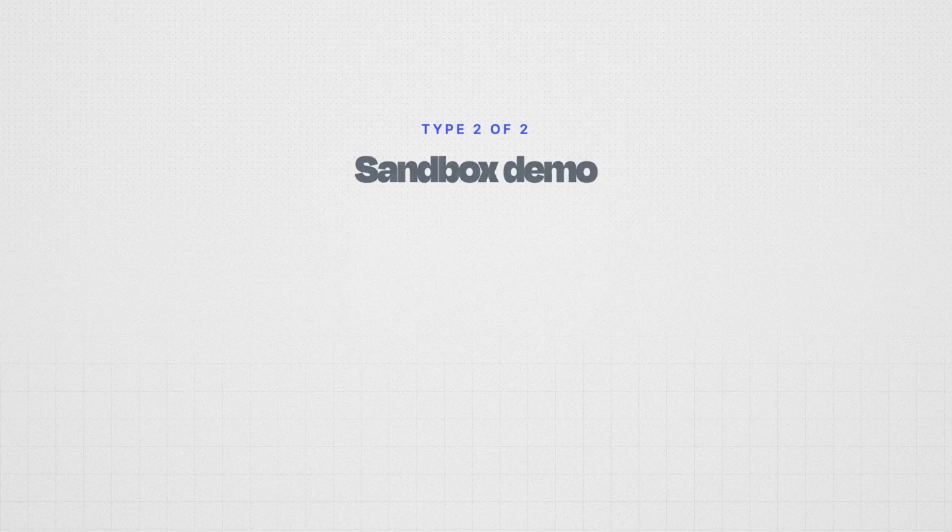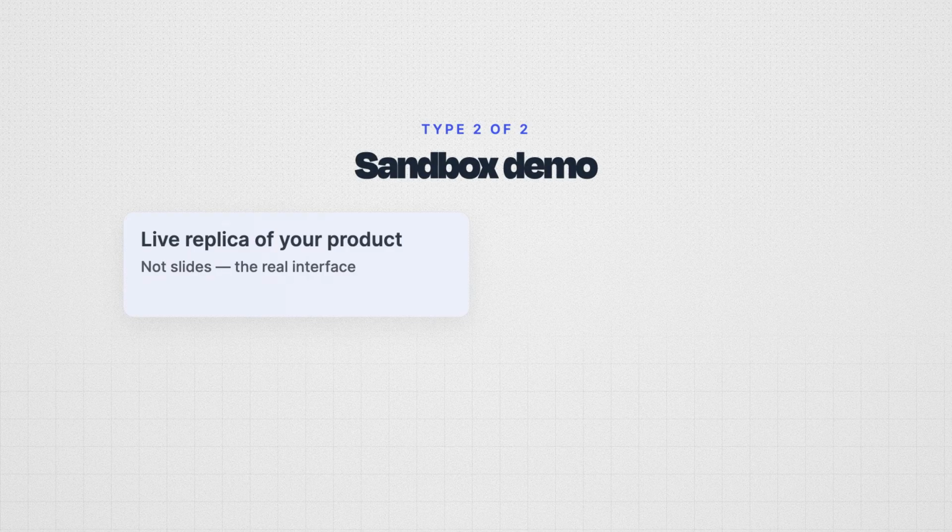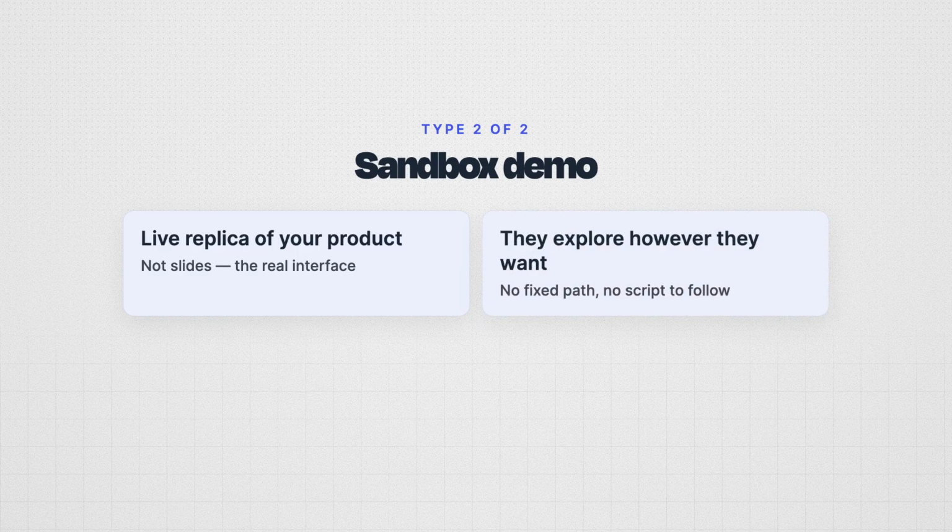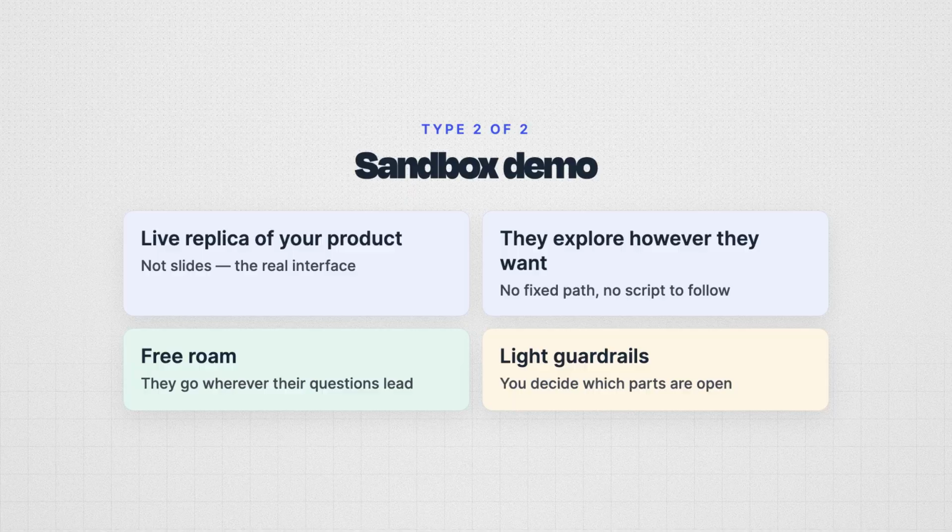Now, the second are Sandbox demos. These are a live replica of your product, but it lets people explore it however they want to. It's kind of like a free roam where they have light guardrails where you can decide what part of your product is actually accessible within that sandbox. This is a great way to let people see and navigate your product and see if it's right for them without forcing them down a particular path or making them do things like watch a video or wait for a sales rep to do that with them.